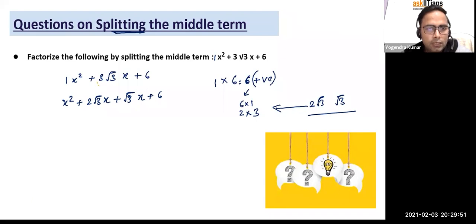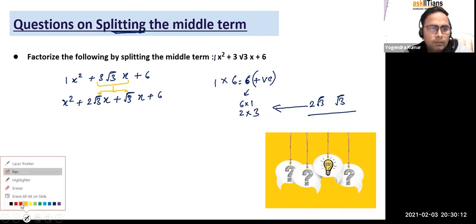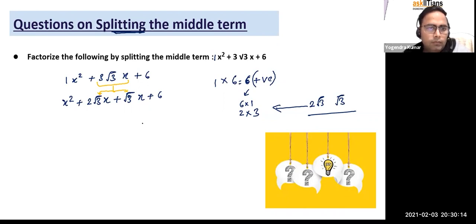This is what I split the middle term. We got it split into two parts, right? We split it into two parts like this. Now you know that pairs we make like this, two pairs here, and let's see what is common here.